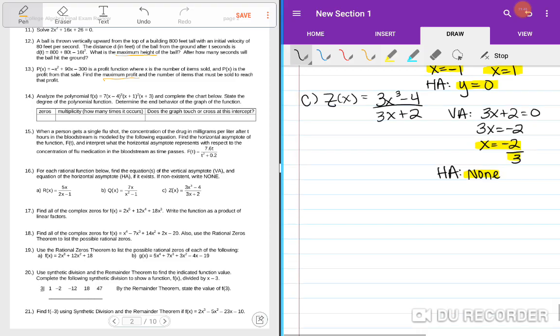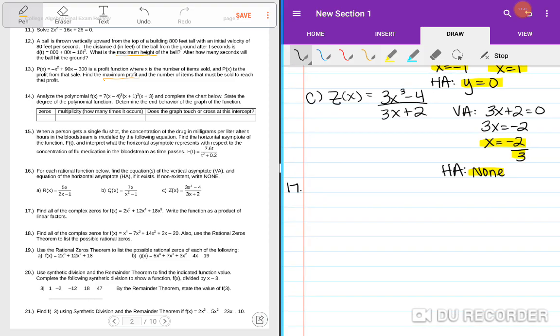Okay, number 17. Find all of the complex zeros for this function. Write the function as a product of linear factors. Just because it says complex zeros, that does not mean that they're all imaginary. It's a common misconception that people think complex means imaginary. Complex includes real numbers. So it could be real, it could be imaginary. It's saying find all of them. Doesn't matter, real and imaginary, all the zeros. And then we'll write this as a product of linear factors.